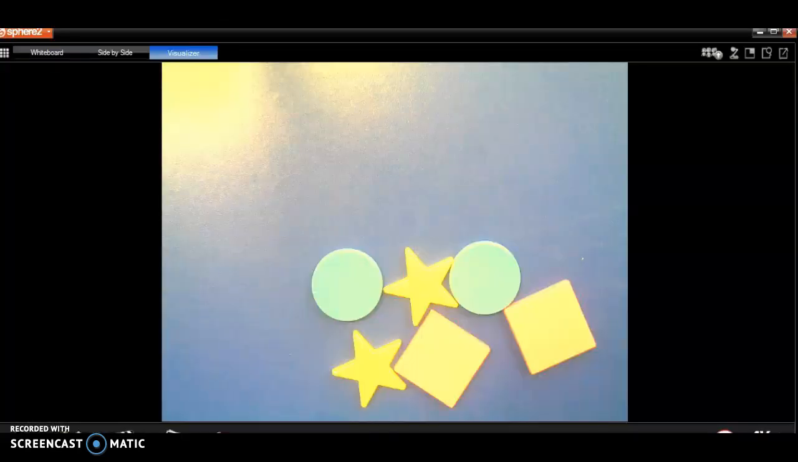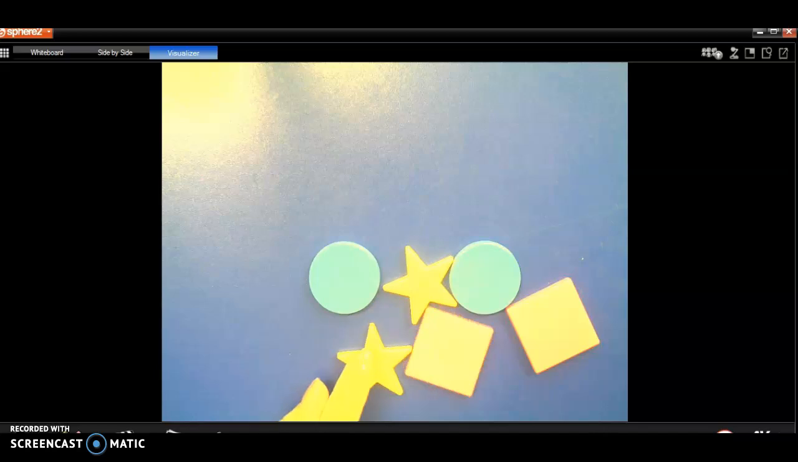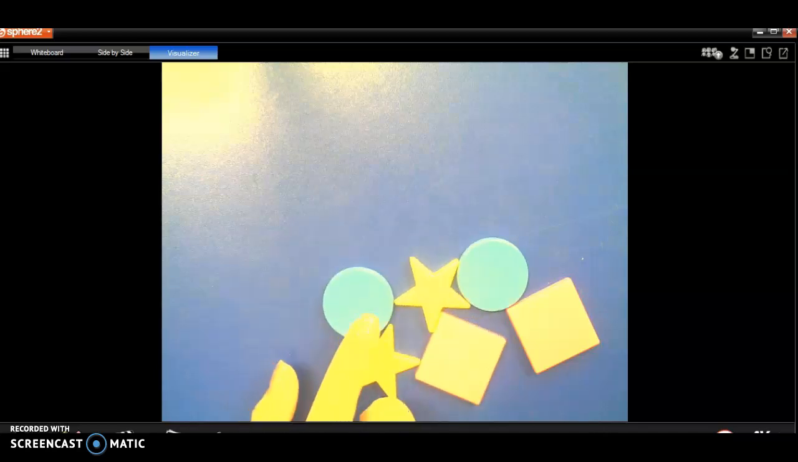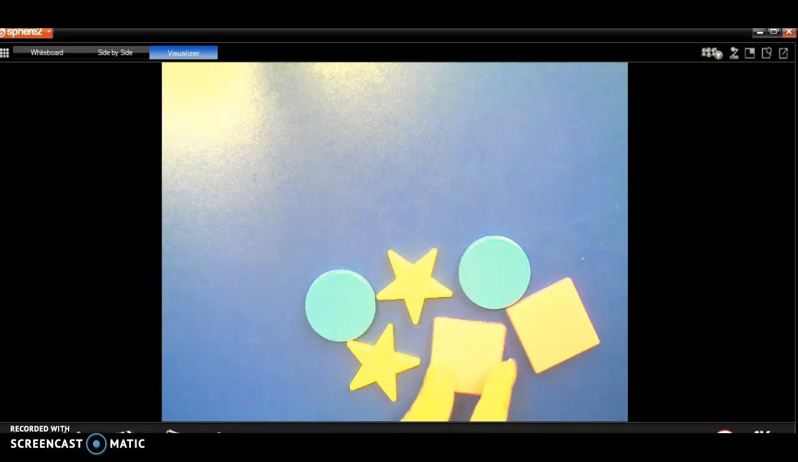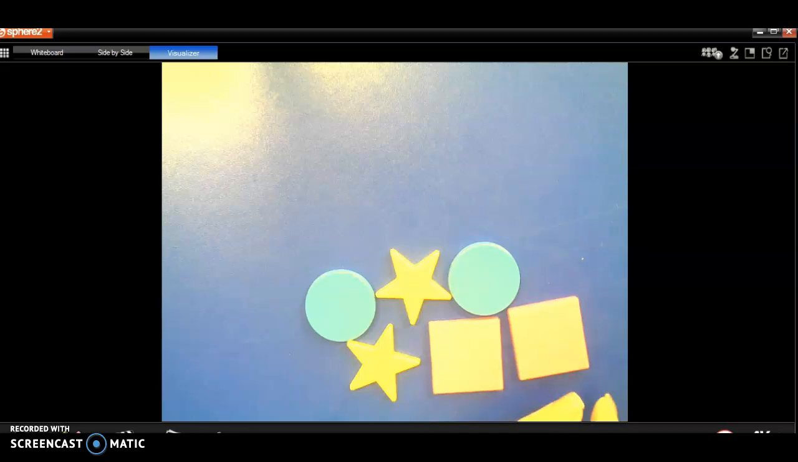Okay, so here we're going to sort by shapes because I have some shapes right here. Can you see them? I have here a star, a circle, a star, a square, a circle, and a square. And I have to sort them by shape. So I have to look at their attributes. I have to look at how they look, and I have to put in groups the shapes that are the same, that have the same attribute.